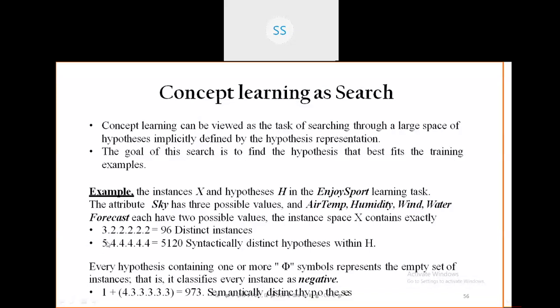Hypothesis can contain 5 different values for sky. What are those 5 values? Attributes. That's what I'm telling you. For this attribute, the sky is an attribute, right? And for this sky attribute, it can have 5 values. That is the meaning. So what are those 5 values?